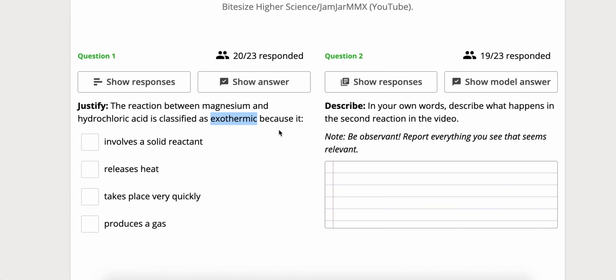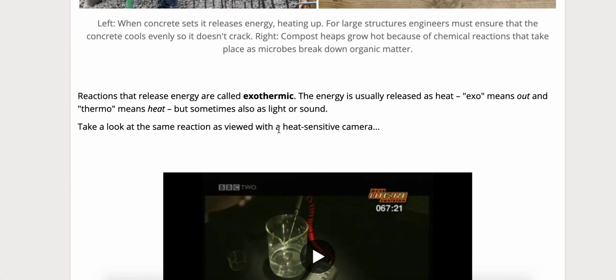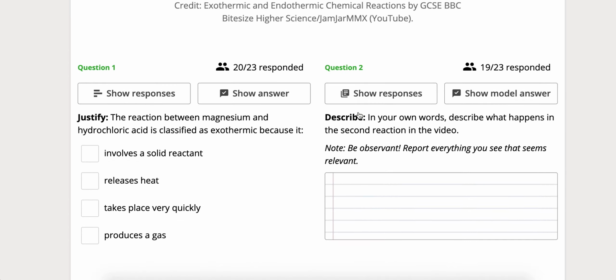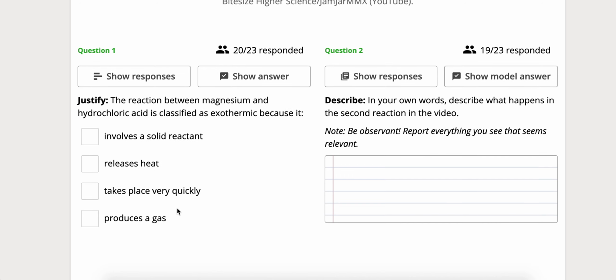From the information that we're given just above here, it tells us that if it is an exothermic reaction, it means it is a reaction that releases heat. Based off the options that were supplied here, the only one that meets that criteria is option B. So if we go ahead and check that, that will confirm it.